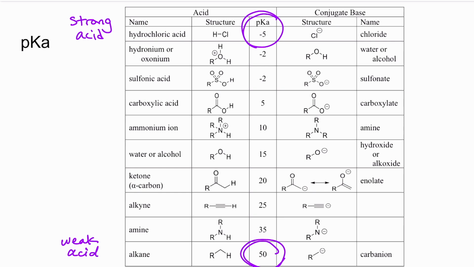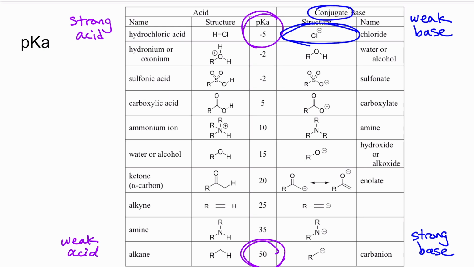On the flip side, conjugate bases have the opposite trend. If you have a very low pKa, that means your base is very weak. As you can see, we just went over that chloride ions are weak bases. If you have a very high pKa, that means you have a strong base.